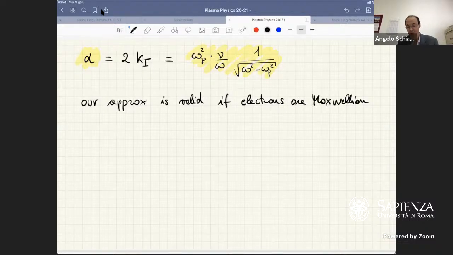What does this mean? That basically the derivation up to now, we have used the collision frequency, which we derived for a Maxwellian distribution of electrons. If the electrons are not Maxwellian, are distorted, the treatment becomes a little more involved. So we want to assure that our approximation is valid. So let's state the fact that they are Maxwellian.